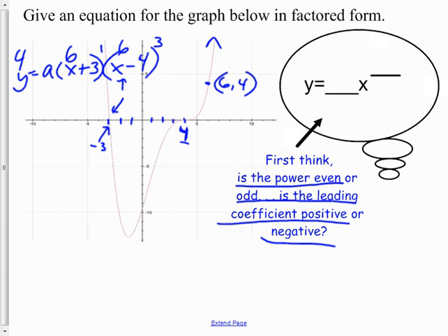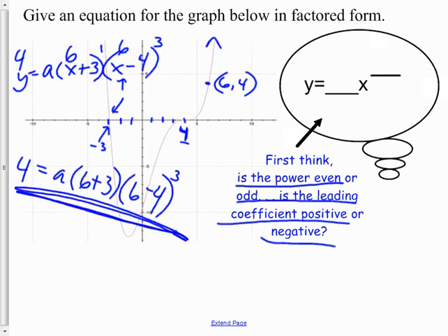So then I now have an equation. 4 equals a times 6 plus 3 times 6 minus 4 cubed. And isn't this just a great big equation that only has one letter in it? A. And then I can solve it for a. And now I know what the stretch factor is. Okay? So all I had to do to find the stretch factor was stick in some other point. Can't be the roots, because they'd make the whole thing 0. Okay?